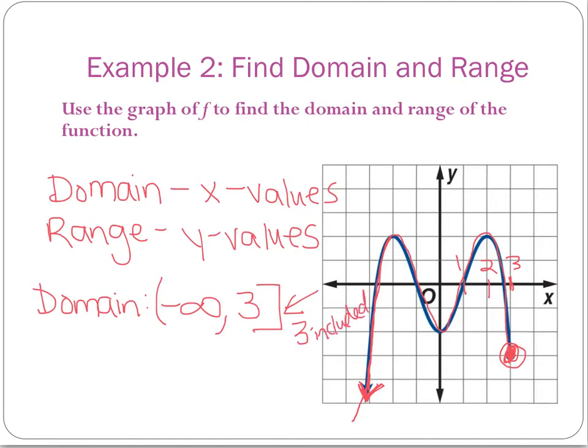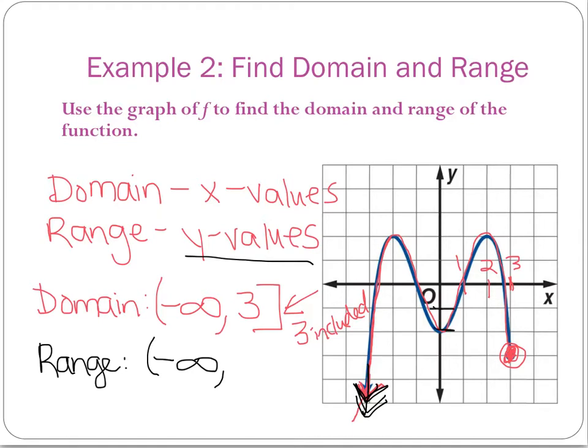Now our range, on the other hand, since the graph is moving downward and our range describes the y values, the graph is going to go downward infinitely. So when I describe my range, the smallest y value I'll ever reach is negative infinity, because the graph is going to go down infinitely. And also, our highest y value happens to be a y value of positive 2. And since these are closed dots on the graph, we are also going to include 2 in our range.